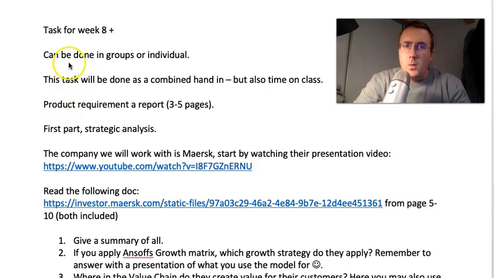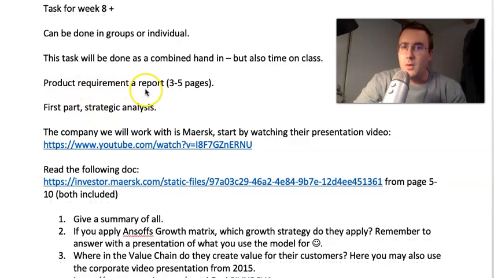So what I'll do first is this task can be done in groups or it can be done individually. It's your own choice, but it's an assignment that I will have you hand in, but it's also an assignment that I want us to talk about in class. So you get some time to work on it in class, but I'll also give you some feedback on it when you hand it in. But more on that later.